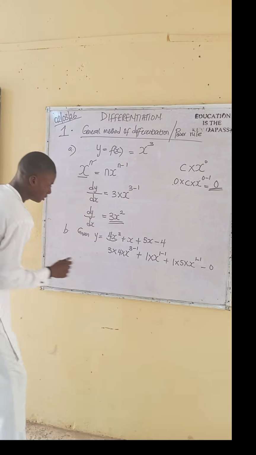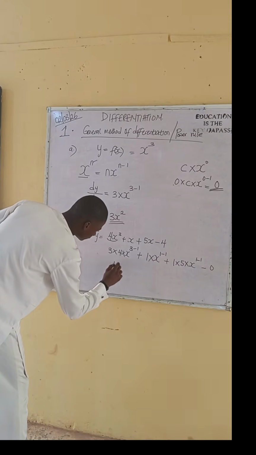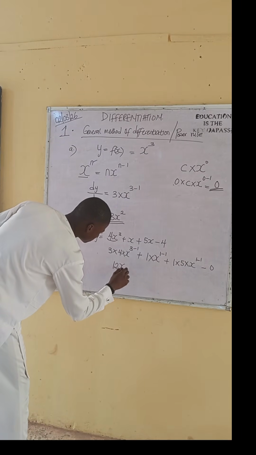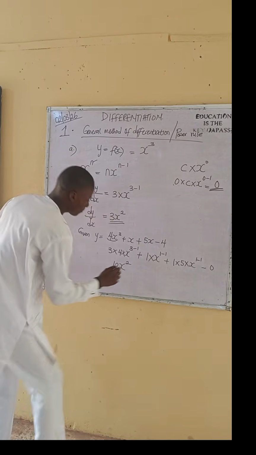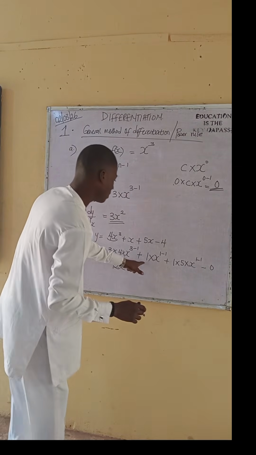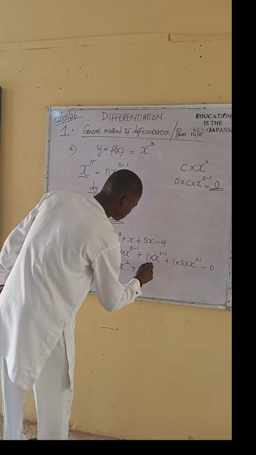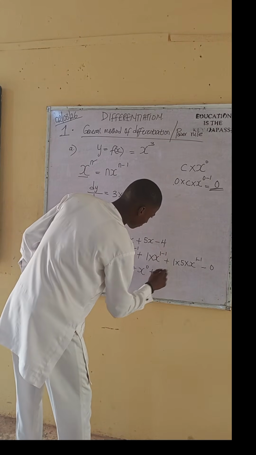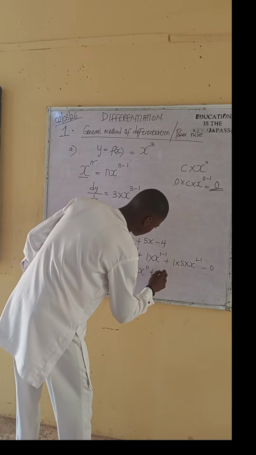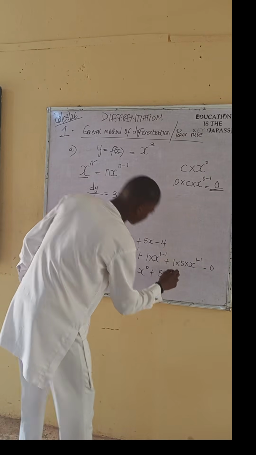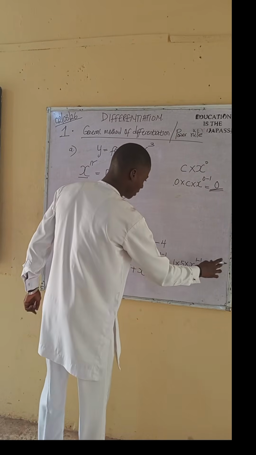So to proceed, 3 times 4 is what? 12. 12 times x is 12x. 3 minus 1 is 2. Plus 1 times x is x. 1 minus 1 is 0. Plus 5 times, okay, 1 times 5 is 5. 5 times x is 5x. Then 1 minus 1 is 0. Then the constant will be 0.